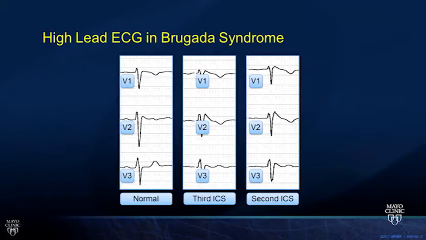And it doesn't matter which space it emerges in, because all we're really doing is anatomically localizing where the right ventricular outflow tract is. So there's no difference for the patient in terms of risk as to which space the pattern emerged.